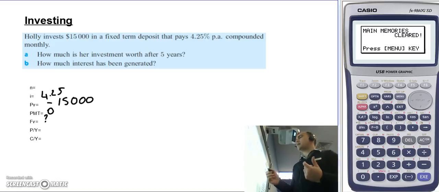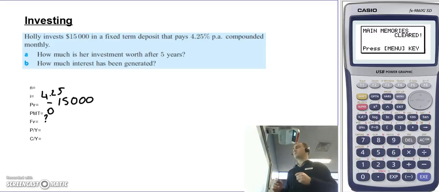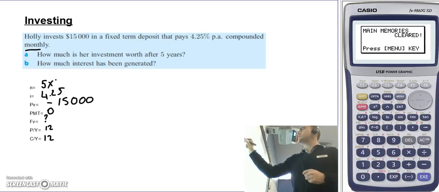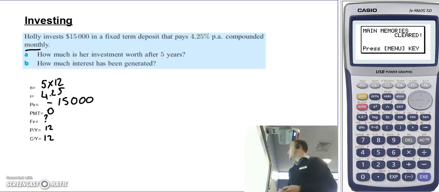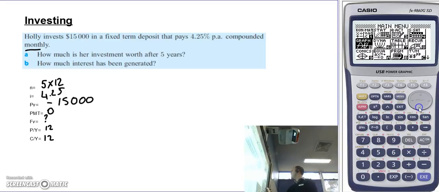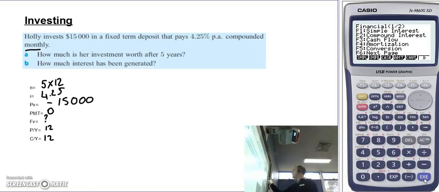PY, how many payments are there per year? Well, PY and CY are both equal in these examples. So it's compounded monthly. So PY and CY are both 12. And N, it's for 5 years by 12. So we then come over and we pop that into our calculator using the TVM function. So time value of money. And we're in the second option, compound interest.